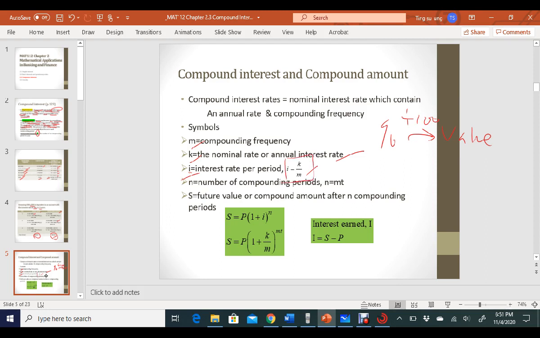This formula is a must for you to remember because it is not provided in the appendix. N here is M times T, the number of compounding periods. S is the future value. Do remember, this formula is given: S equals P times (1 plus I) to the power of N.